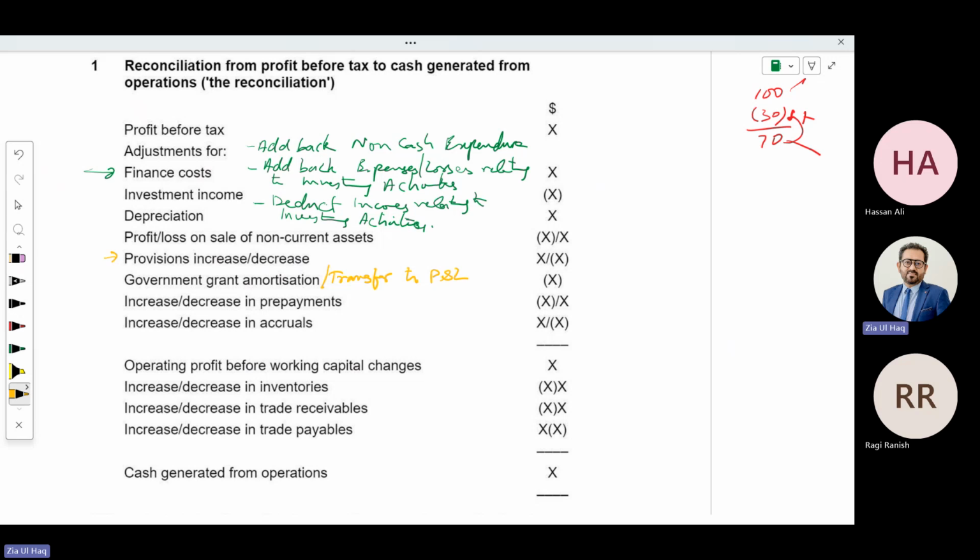We need to add back non-cash expenditure like depreciation, amortization of intangibles. We need to add back expenditure losses relating to investing activities, meaning non-current assets. We need to deduct income relating to investing activities, meaning non-current assets. And then we need to adjust working capital changes.